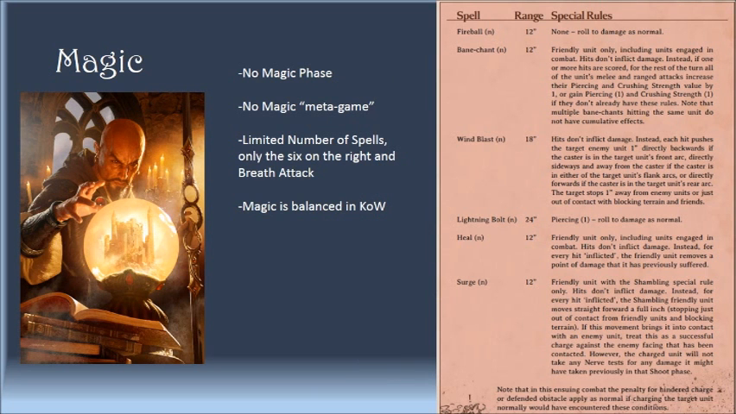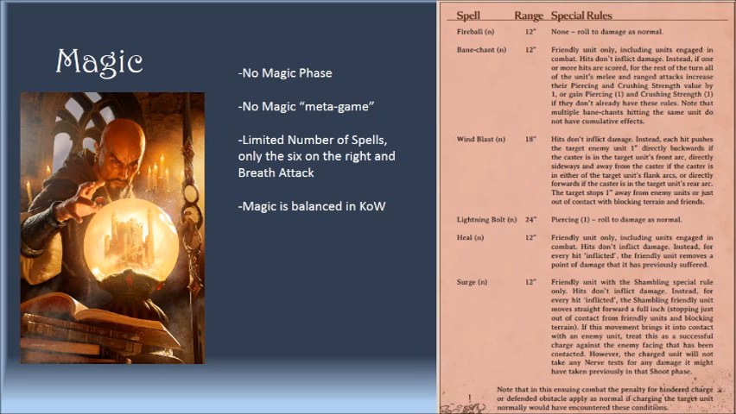Now we look at magic. There's a lot less magic in Kings of War. A lot less. In fact, if you look at that chart on the right, that's all of the spells. Well, not quite all of them. There is one more. It's called Breath Attack, although that's not strictly a spell. It's sometimes used as a spell, but it's also used as a special rule for weapons that ignore cover. For example, blunderbusses or flamethrowers, that sort of thing.